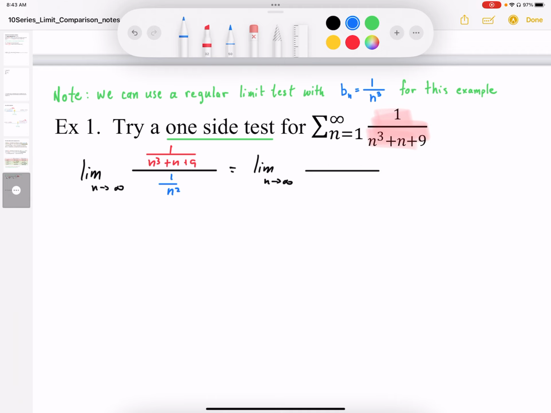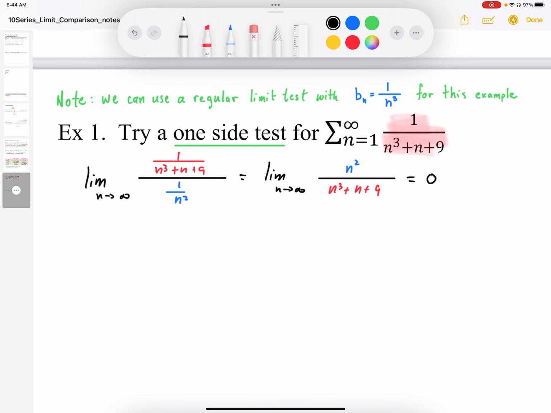So in the numerator, we end up with n squared. In the denominator, we end up with n cubed plus n plus 9. Okay, so we can see that the power in the numerator is less than the power in the denominator. So we know that this limit is going to go to 0 as n goes to infinity. If it's equal to 0, we know that this does not pass our regular limit test, but we could maybe look at it from our one-sided limit test.